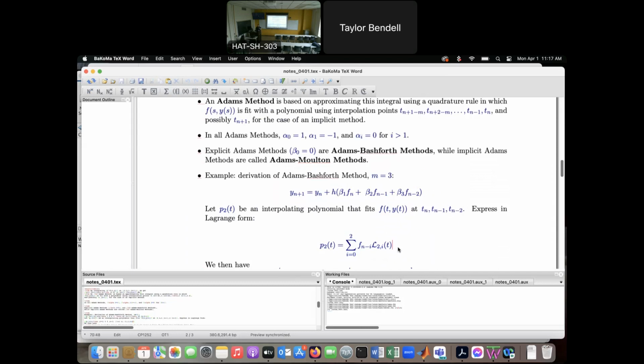Last semester we saw polynomial interpolation using the Vandermonde matrix, and then Lagrange form, and then Newton form. But what we're trying to do here is design an approximate integration scheme. Lagrange form is most suitable for that.